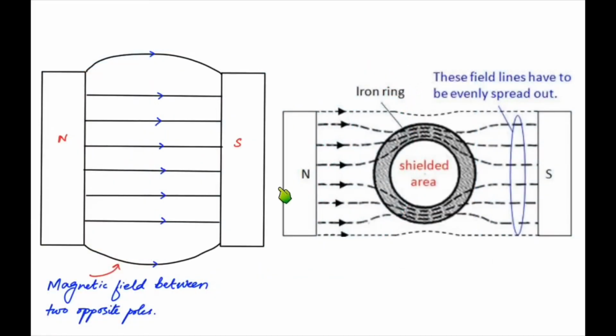Here I'm leaving a question for you to ponder over, and I'll share the answer at the end of the video: why can steel not be used for magnetic screening? The answer will be shared in the end.